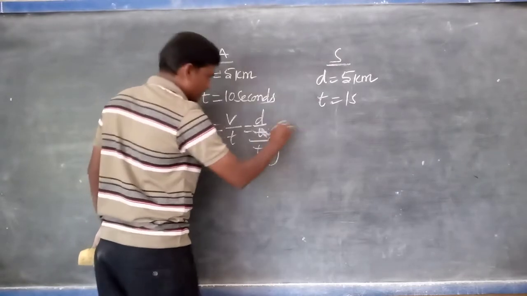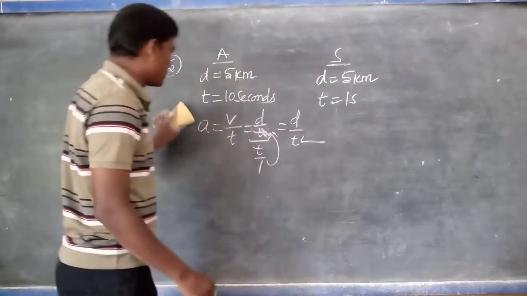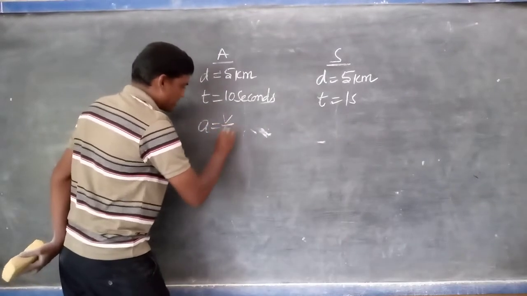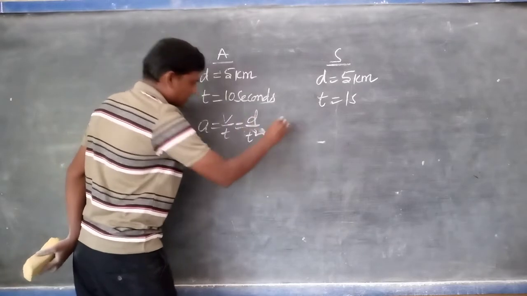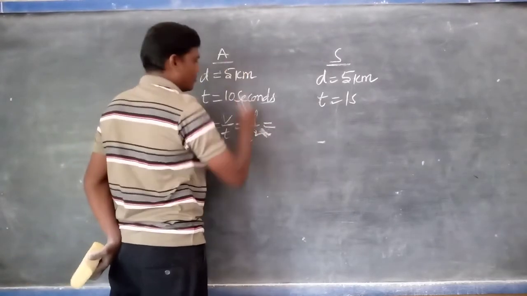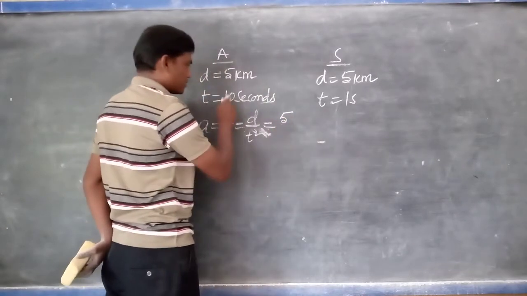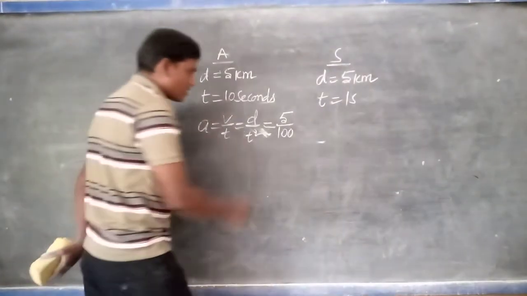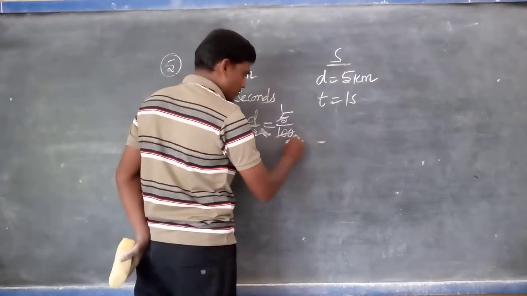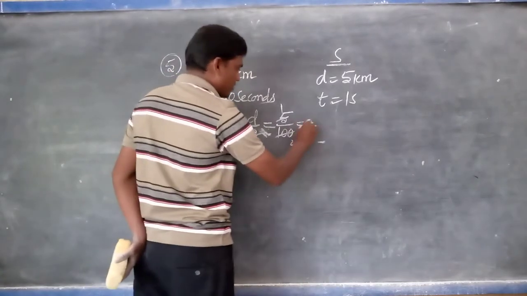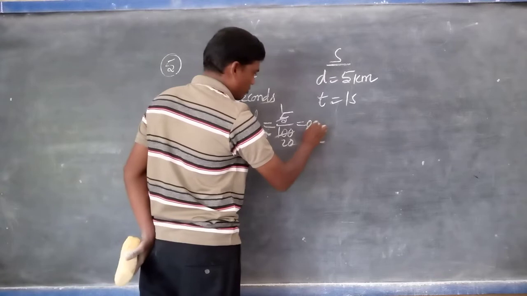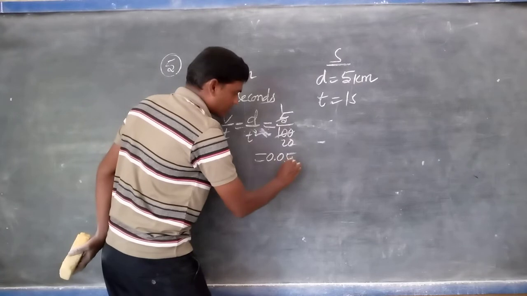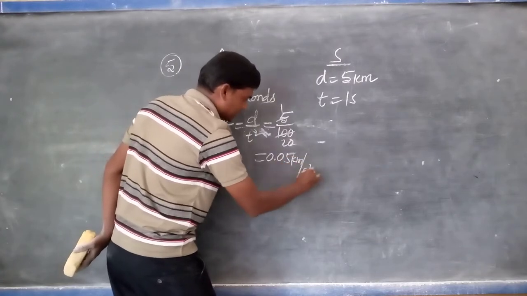That's why d by t square means simply, we can write a is equal to v by t, that is equal to d upon t square. What is the d value? 5. T square means 10 square, 100. So that gives 0.05 kilometer per second square.